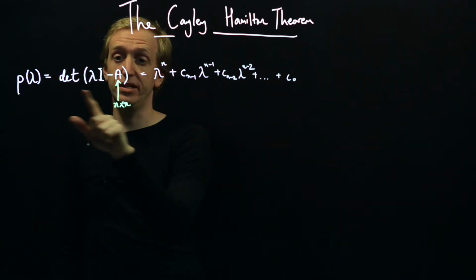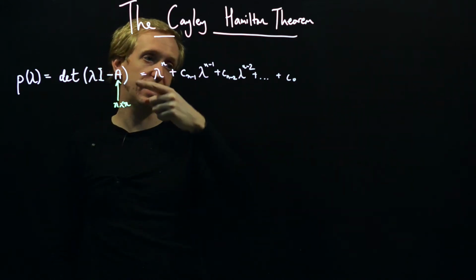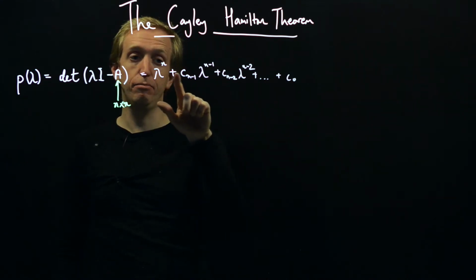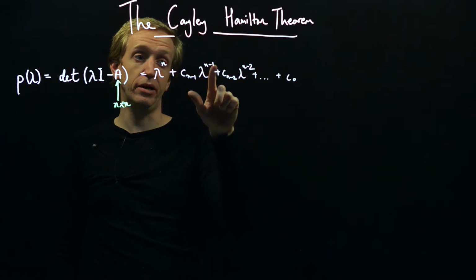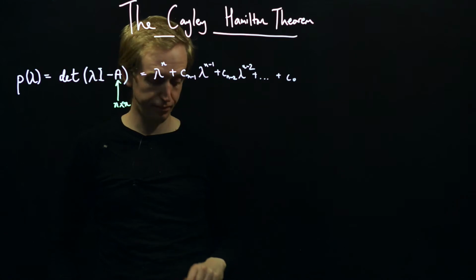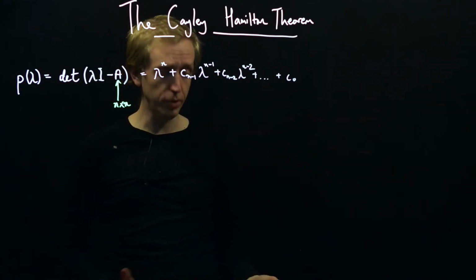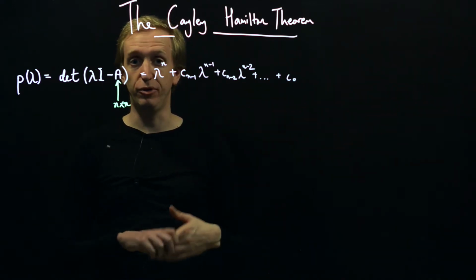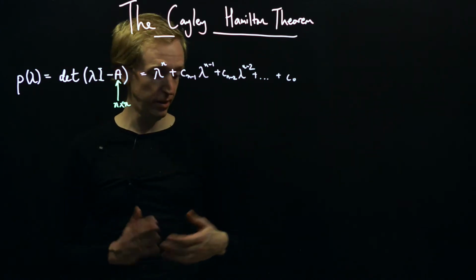And so the determinant here is the characteristic polynomial of the matrix A, and it takes this general form. We have a lambda to the power of n plus some constant multiplied by lambda to the n minus 1, and so on all the way through to a constant term here. So this is the characteristic polynomial of a matrix, and what the Cayley Hamilton theorem says is that if you substitute the matrix into its characteristic polynomial, you get 0.